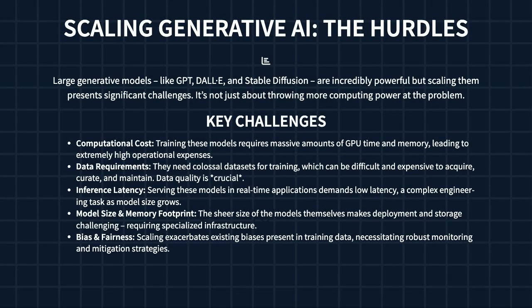Okay, let's talk about what makes scaling these amazing generative AI models so tricky. It's a lot more than just buying faster computers. The biggest hurdle is the sheer cost of training and running them. We're talking massive investments in GPU time and memory. Then there's the data. You need tons of it, which can be hard to find, clean up, and keep high quality. Serving these models quickly for real-time use also presents a big challenge. We call that latency.